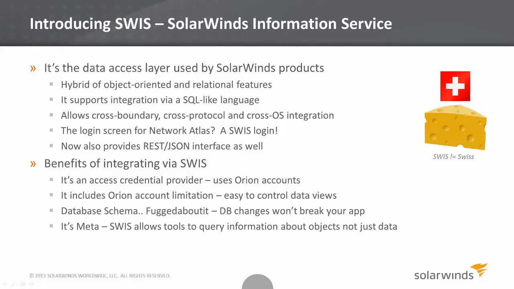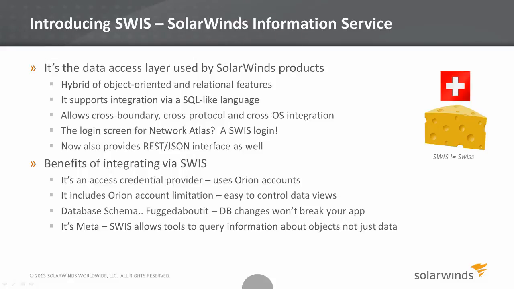But the main thing is that it allows cross-boundary integration, whether it's internal applications on the same server, cross-protocol, but even cross-operating system. The other thing that you probably never thought about is that you are dealing with a SWIS login all the time. Every time you open up Network Atlas and it asks for the server name and your Orion logon information, that is actually a SWIS login page. And then what's really cool in the latest release is that now it actually supports a REST and JSON interface, and I'm actually going to do a demo of that for you here in just a second.